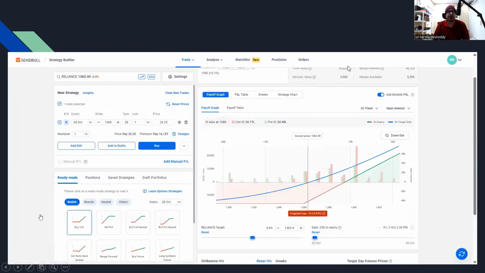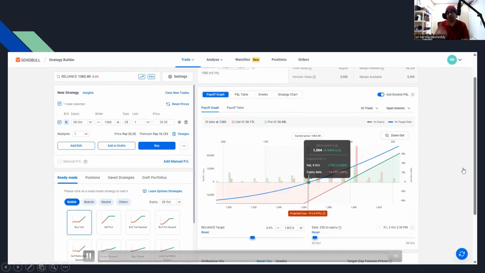What does that mean? Now let us start. Right now, let us assume that we are expecting Reliance to rise. So what did I do? I bought a call, and the premium is around 15,000 or 16,000. Now this blue line I'm keeping is not at expiry, that's why the blue line is very far away. As we come closer to expiry, this blue line keeps coming closer and closer. Now let us see what will happen.